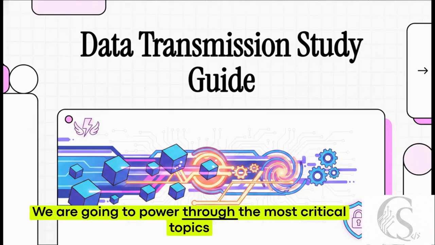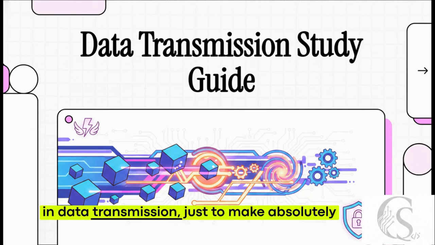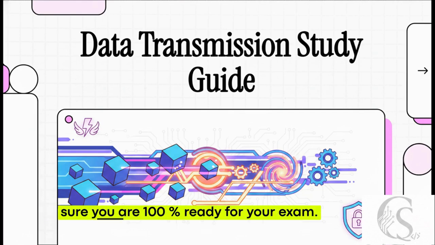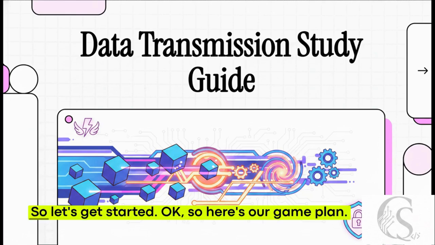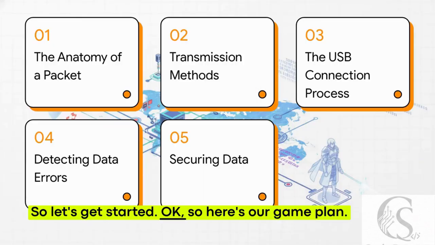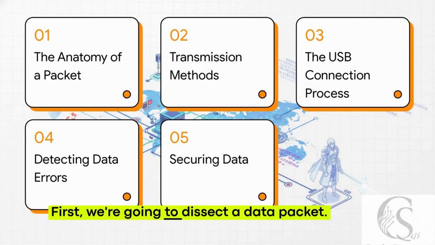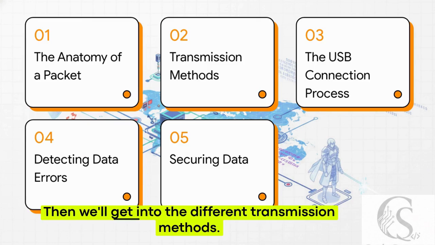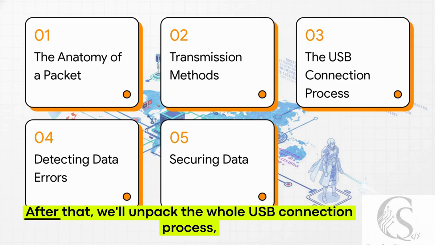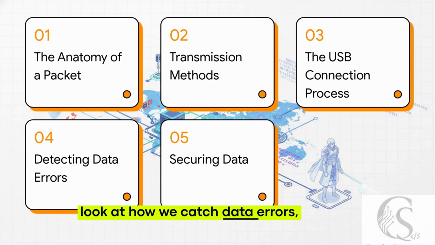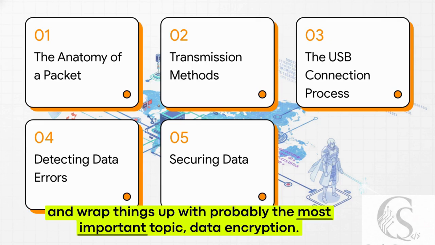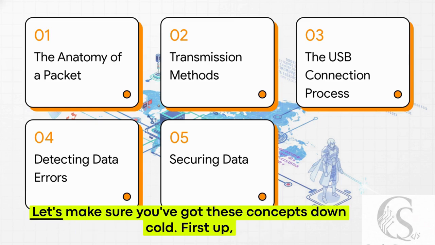We are going to power through the most critical topics in data transmission, just to make absolutely sure you are 100% ready for your exam. So let's get started. Okay, so here's our game plan. First, we're going to dissect a data packet. Then, we'll get into the different transmission methods. After that, we'll unpack the whole USB connection process, look at how we catch data errors, and wrap things up with probably the most important topic, data encryption. Let's make sure you've got these concepts down cold.